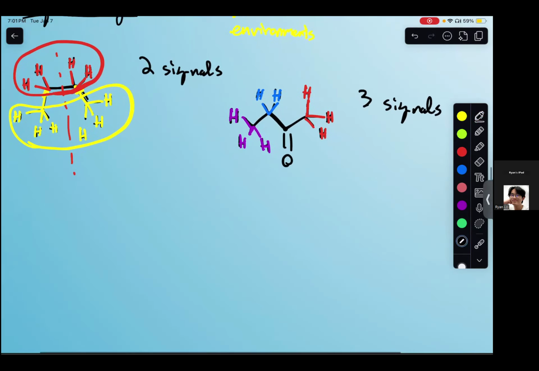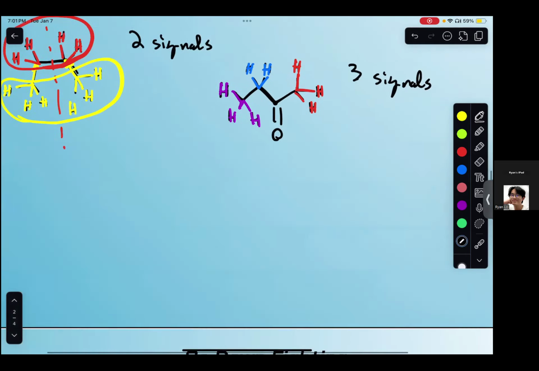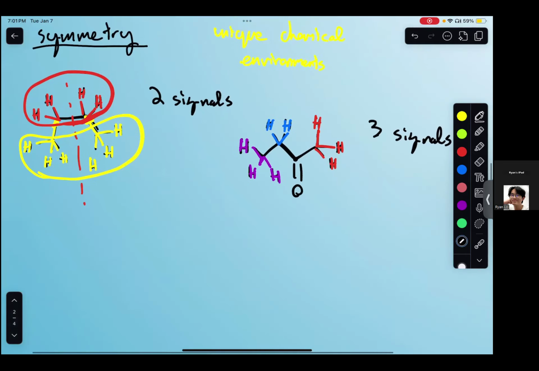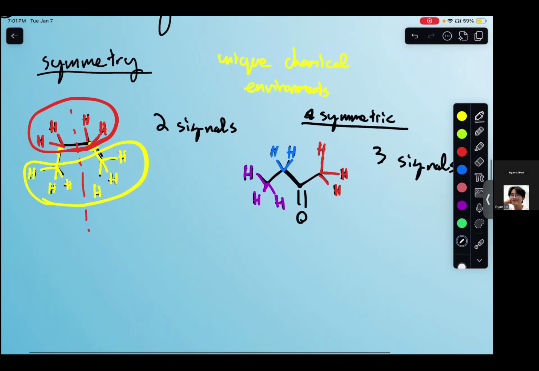But the quick way is to just think to yourself, okay, if it's asymmetric, then most likely all the groupings of hydrogens are going to be different signals. So this is asymmetric, right? So in summary, you can draw a plane of symmetry and figure out how many signals there are, mostly.